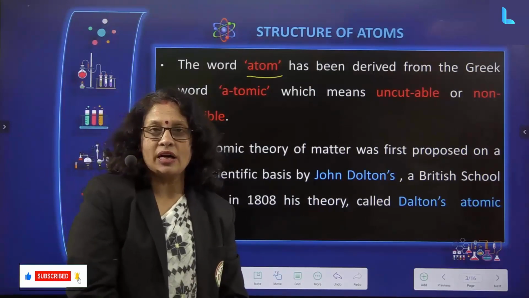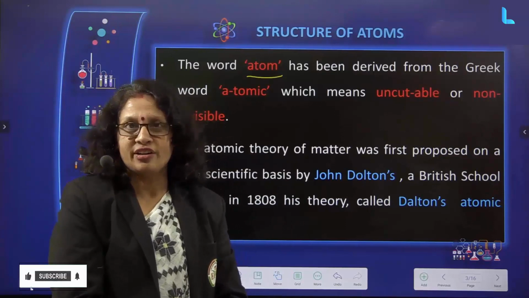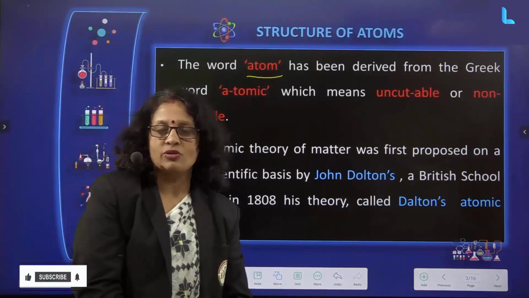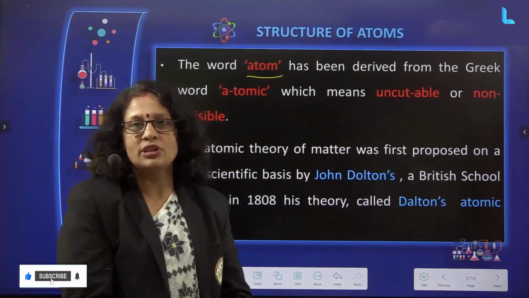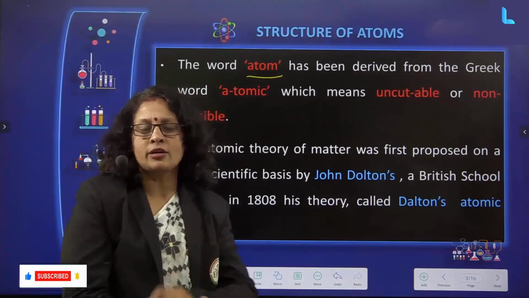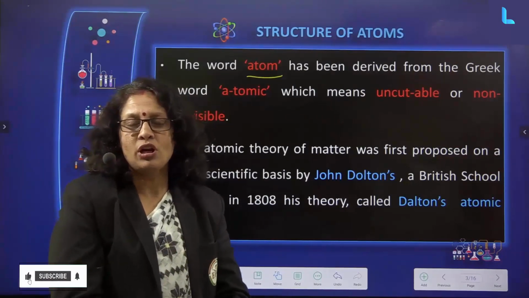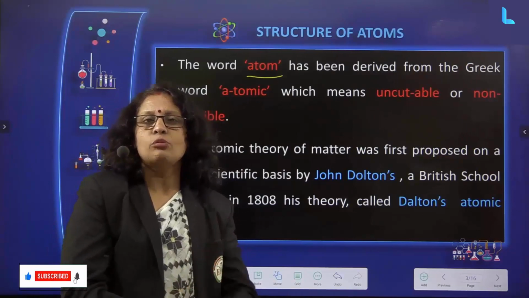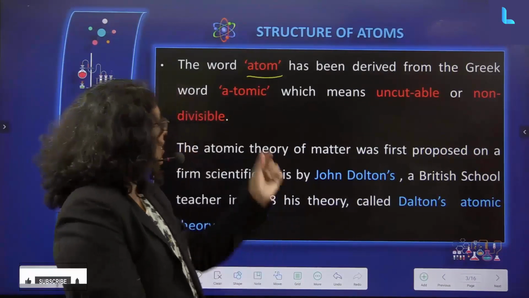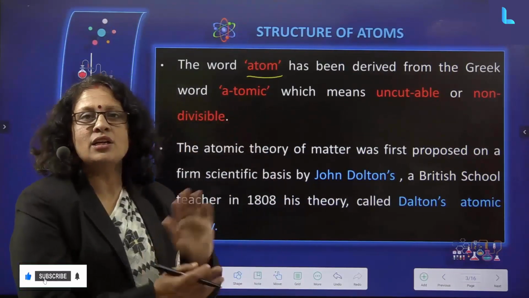Subatomic particles like electron, proton and neutron were discovered later. The first discovery was only about an atom, and atom was like a tennis ball. If we cut it in half, it will be hollow inside, like that. So that is why atom was taken as indivisible.